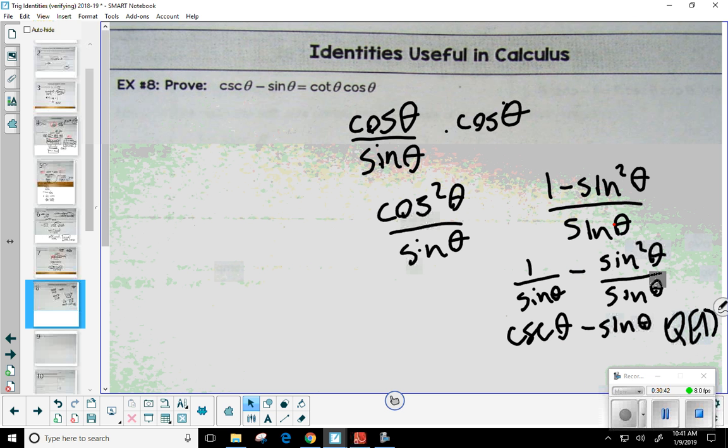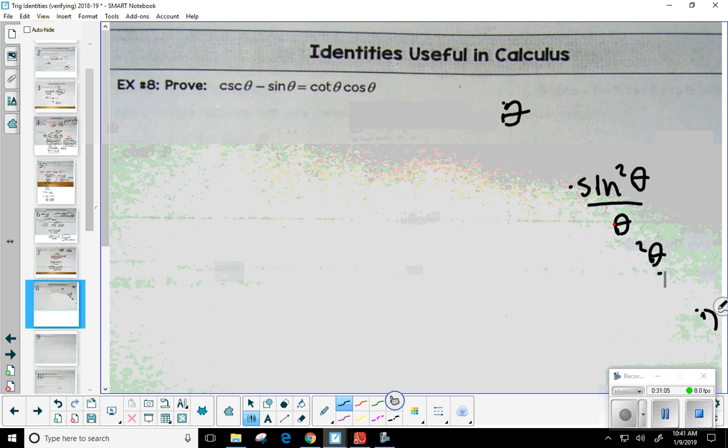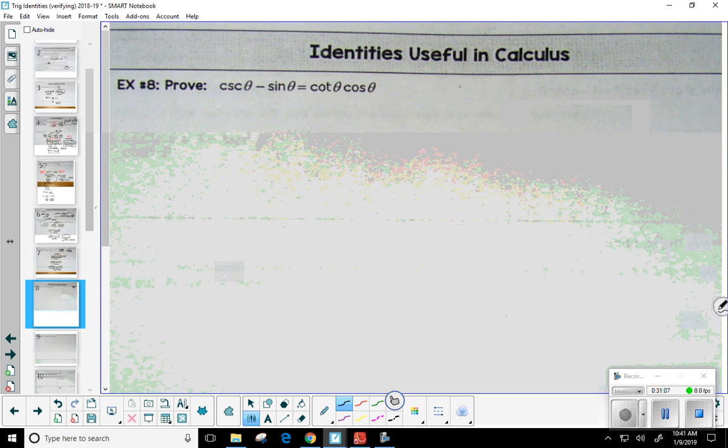There you go. Perfect. Does that help? Okay. In fact, is everybody okay with how he went from 1 minus sine squared over sine to the two different fractions? Normally, we're accustomed to pulling fractions together with a common denominator, but remember, it is reversible. You can separate those. Perfect. Nice. Okay, I believe we have one left.